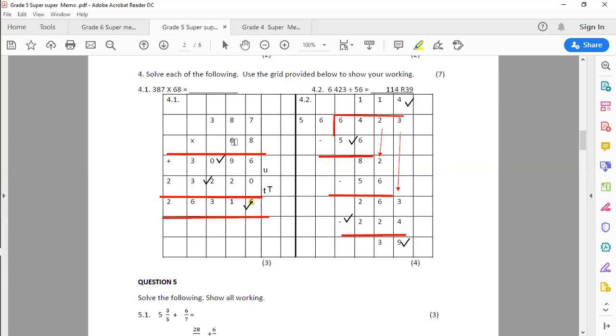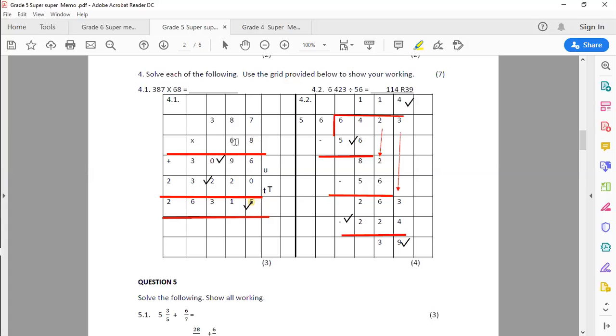Sorry. 6, so I said 42. I'm fine here. Right. So, sorry about that. It's 42, so I carry the 4. Right. Since 6 times 8 is 48, plus 4 is 52. So I put the 2 here.